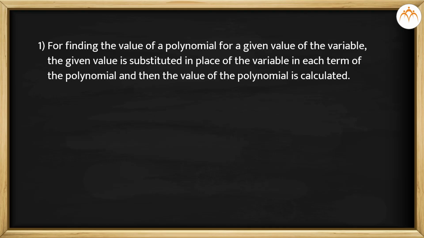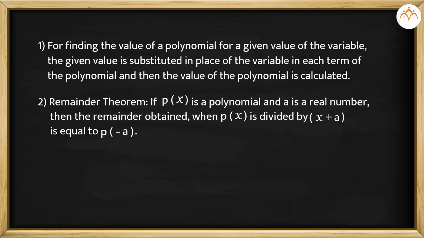What did we learn? For finding the value of a polynomial for a given value of the variable, the given value is substituted in place of the variable in each term of the polynomial, and then the value of the polynomial is calculated. Remainder theorem. If p of x is a polynomial and a is a real number, then the remainder obtained when p of x is divided by x plus a is equal to p of minus a.